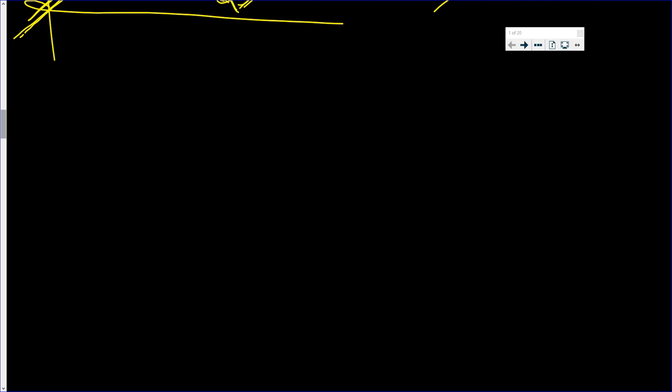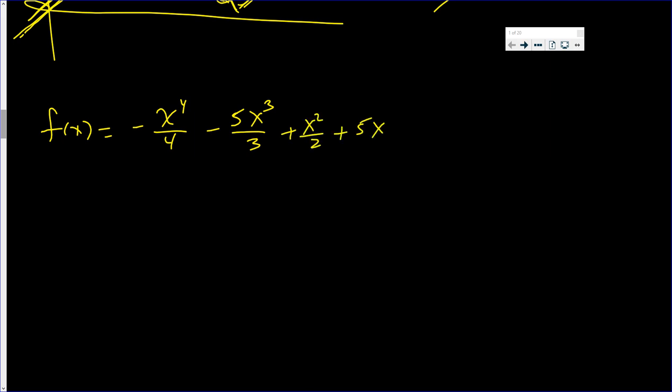How about this problem? Suppose this time I give you this function. You have f of x equal to negative x to the 4th over 4 minus 5x cubed over 3 plus x squared over 2 plus 5x plus 13. And we want the derivative.